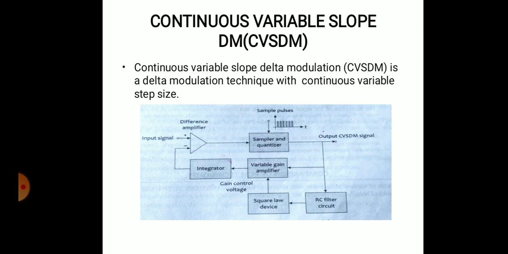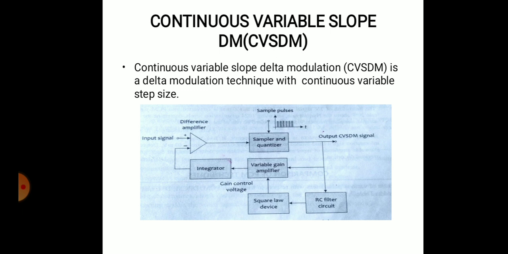So how can we reduce the slope overload? First of all, the output of the sampler and quantizer will be a sequence of all positive or negative pulses, and after that the integrator provides a large control voltage, and then the square law device ensures that the amplifier gain is always increased for positive or negative pulses, and as a result the step size increases, and therefore the slope overload distortion can be reduced.